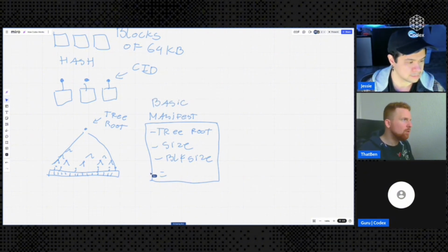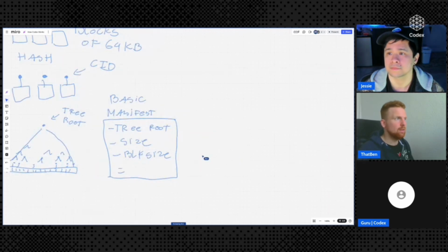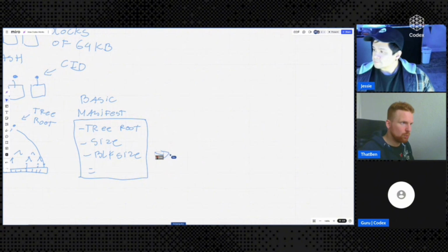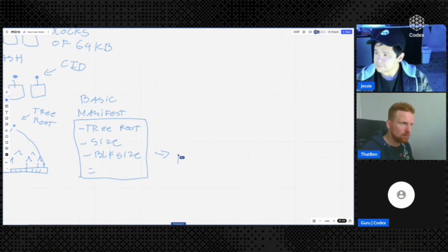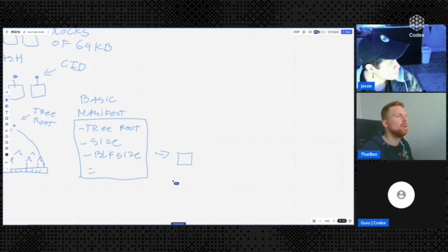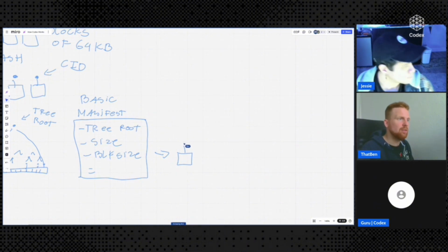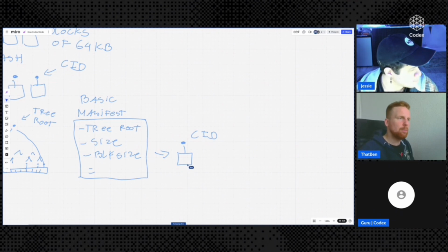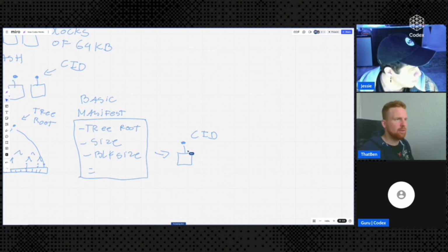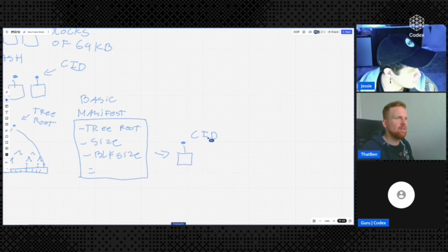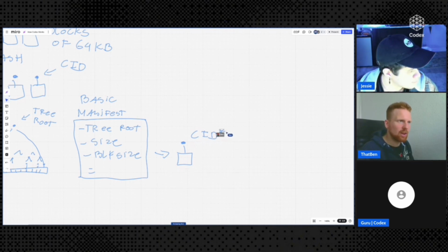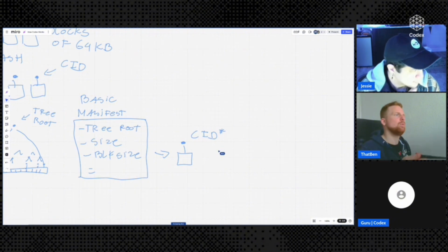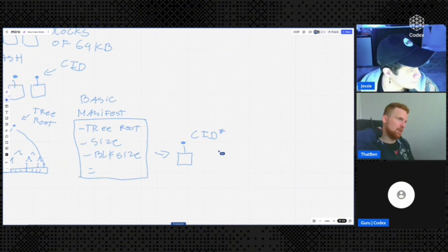But what you can do, because this is just data, is pour it into a block. So we turn this into a block, like all the other blocks, and then we hash it. And because we hash it, it has a CID, which is in principle no different from any of the other data blocks and any of the other CIDs, except that this has a little asterisk attached to it, by which we can tell that this CID belongs to a manifest, not just a data block.